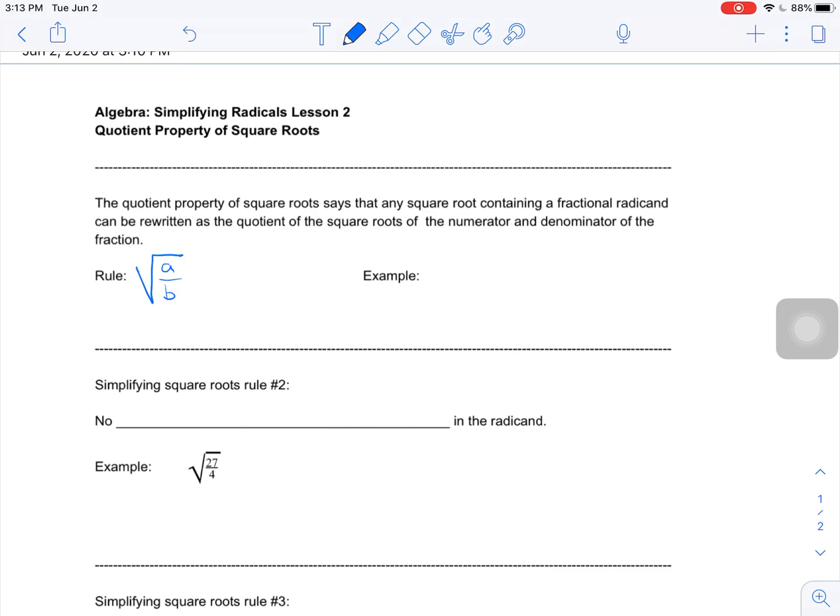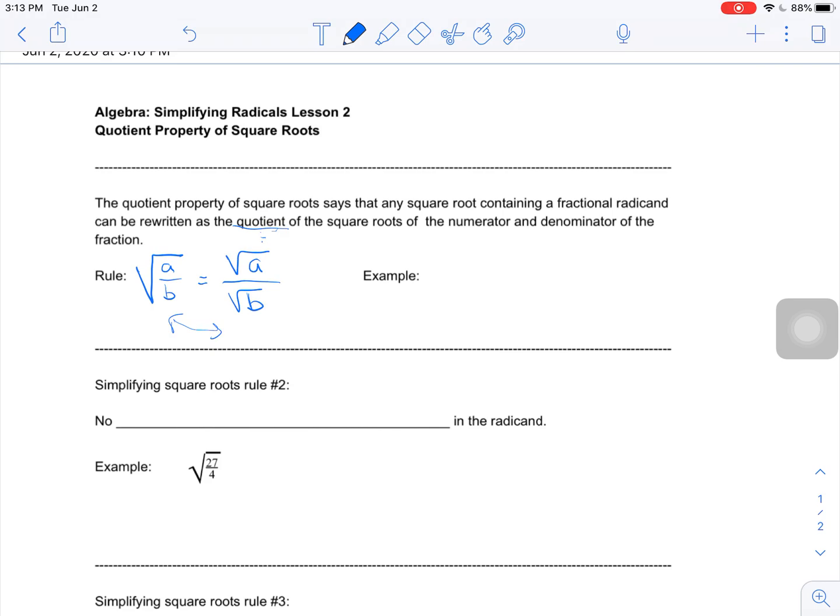What that says is that you can rewrite it as the quotient, and remember, quotient means divide, of the square roots of the numerator and denominator of the fraction. So basically I could take this and break it apart so that I'm individually square rooting the numerator and the denominator. You can go back and forth between that. If you have a fraction, you could break your fraction apart into individual square roots. You could also go the other way. If you have two different radicals that you're dividing, you could also put them together into one fraction.